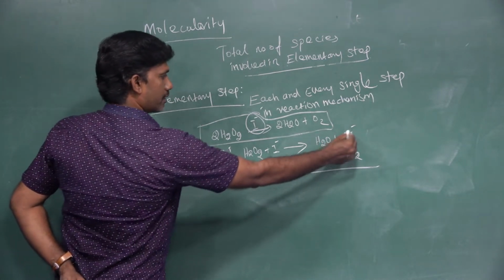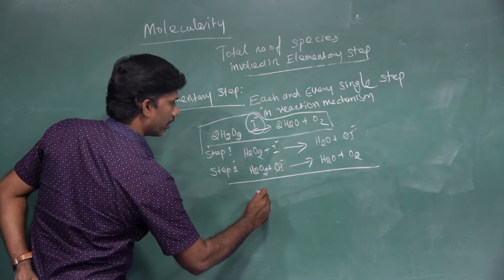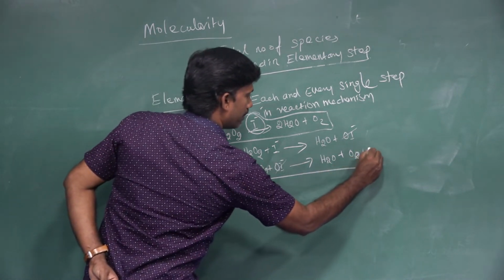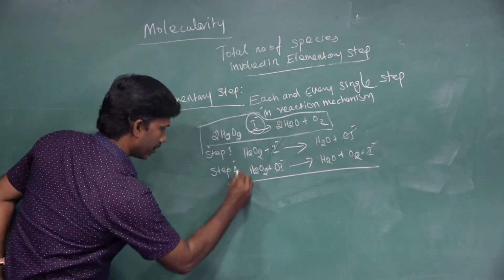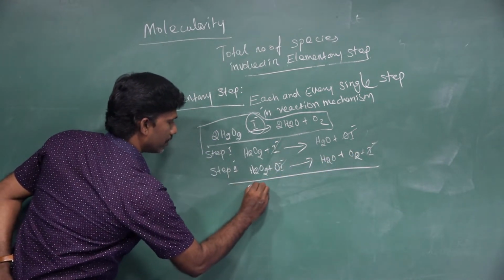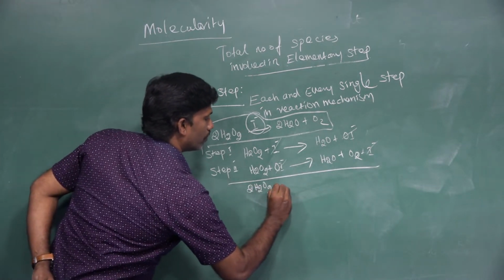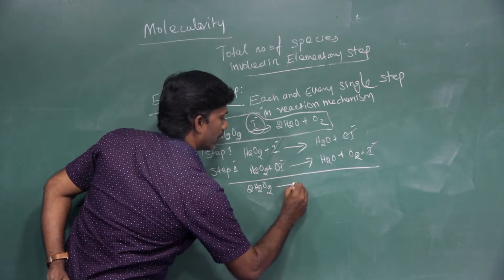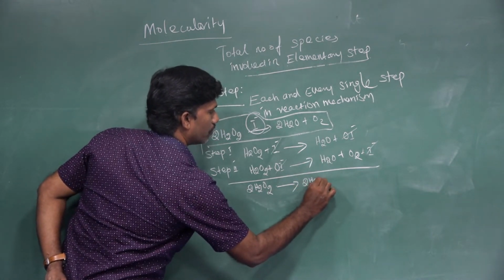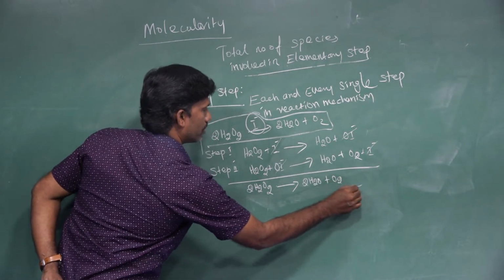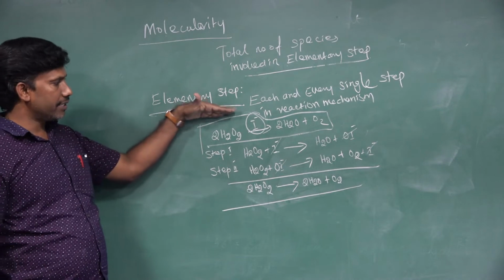See, OI minus cancels, and I minus will be cancelled. Then 2 times H2O2 gives 2H2O plus O2. So this is the equation I have written at first. This is the overall reaction. This is how the reaction is favored.